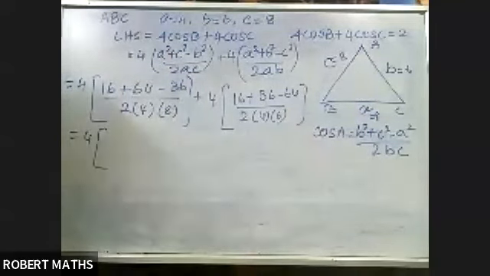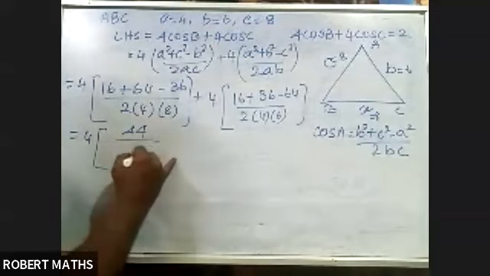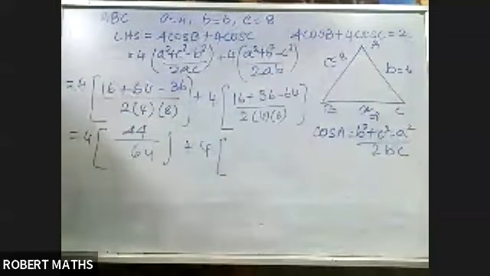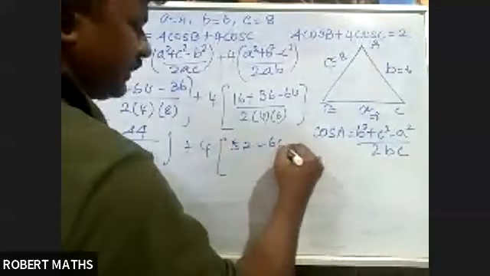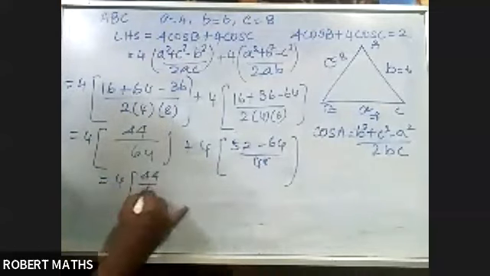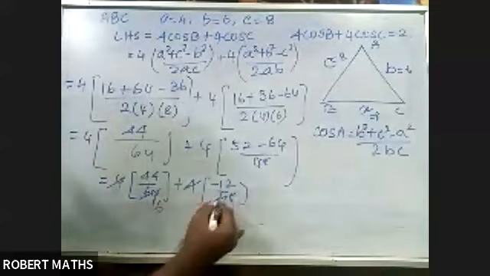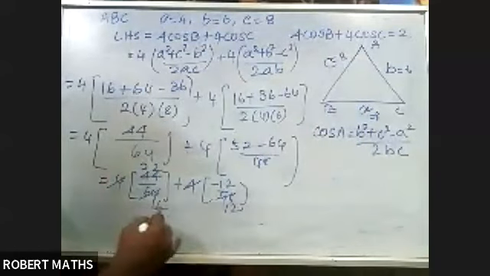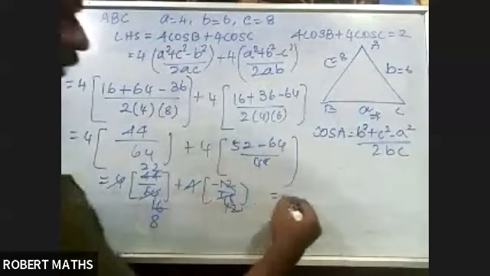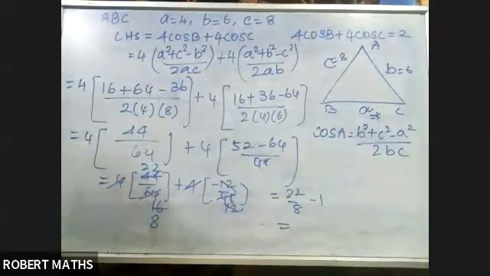16 plus 64 will get 80. 80 minus 36, which is equal to 44, divided by 2 4s are 8, 8 8s are 64, plus 4 into 16 plus 36, which is 52. 52 minus 64, divided by 2 4s are 8, 8 6s are 48. Now the last step: 4 multiplied by 44 over 64, plus 4 into minus 12 over 48. In this 4 it will go 16 times, 4 it will go 12 times. Cancel, we get 22 by 8, and here you can cancel 12 12, minus 1.